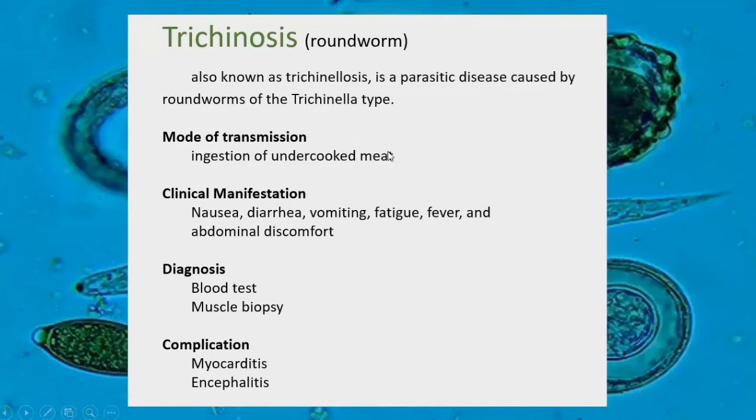Trichinosis, also known as trichinellosis, is a parasitic disease caused by roundworms of the Trichinella type. The mode of transmission is ingestion of undercooked meat. Clinical manifestations are nausea, vomiting, diarrhea, fatigue, fever, and abdominal discomfort. The tests are blood test and muscle biopsy. Complications could be myocarditis and encephalitis.